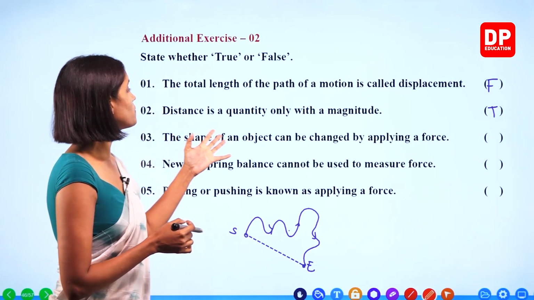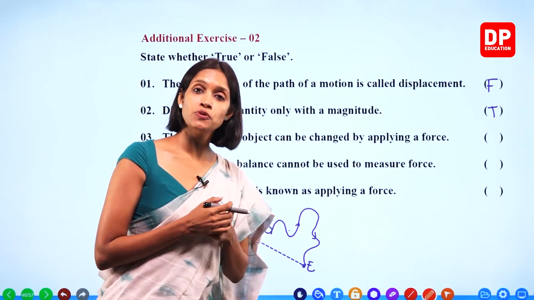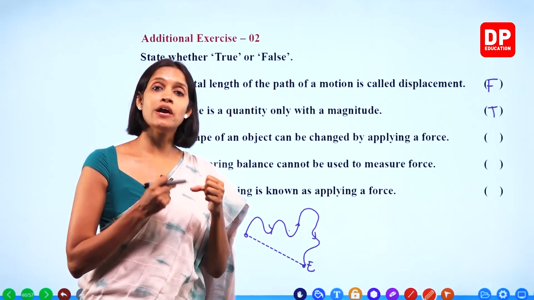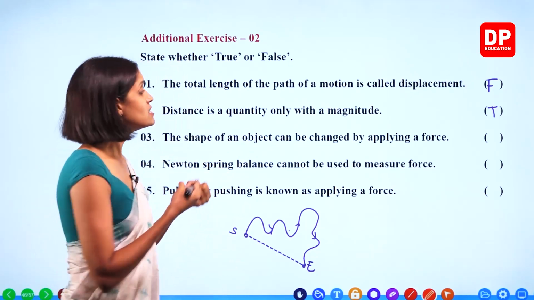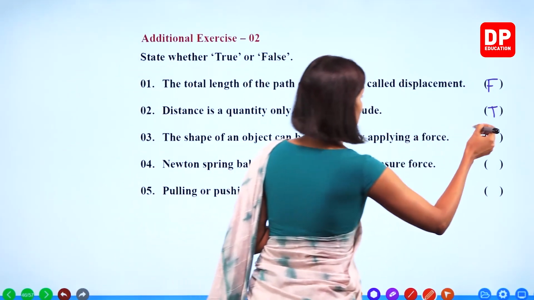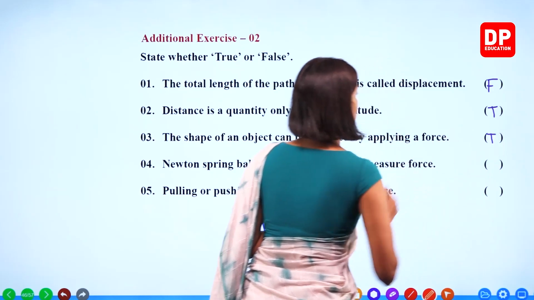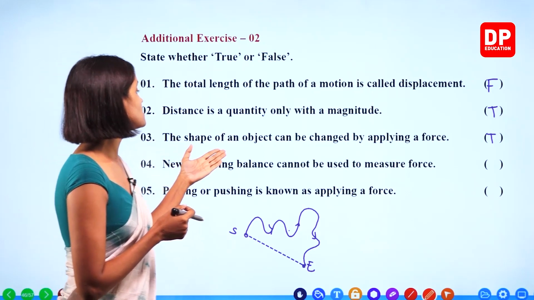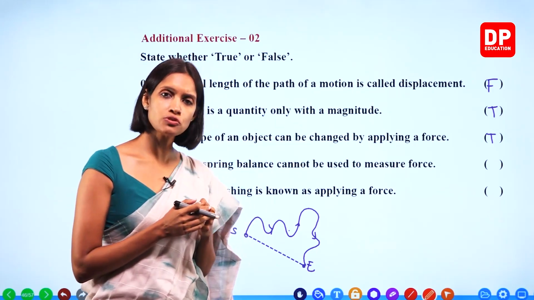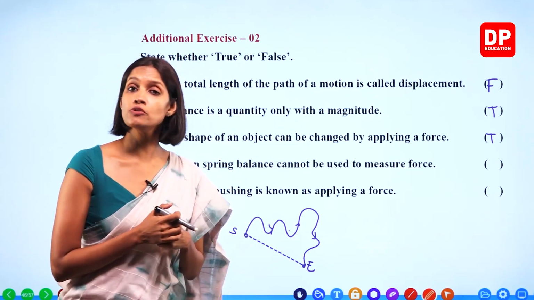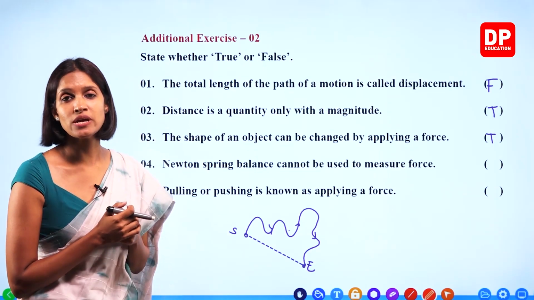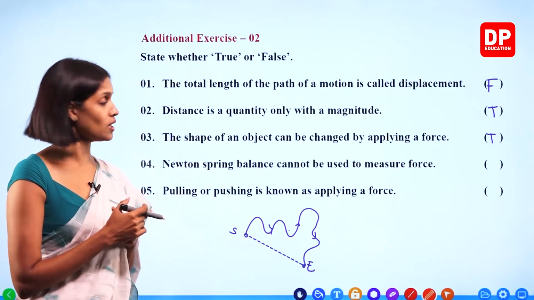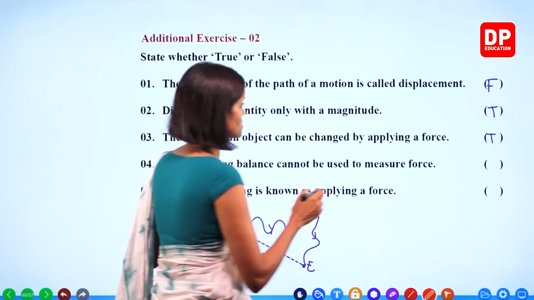The shape of an object can be changed by applying a force. Yes. When we mold clay, this is what we do. We apply force and we can change the shape of a piece of clay. That is also true. Next one. Newton's spring balance cannot be used to measure force. No. This is the instrument we use to measure force. It is calibrated in newtons. Using newtons, we can measure the force. Okay. So this is false.